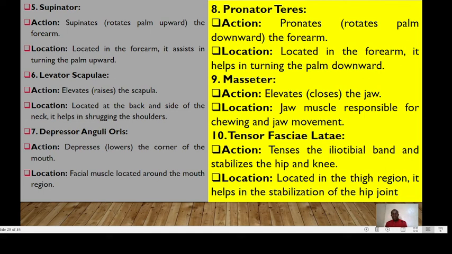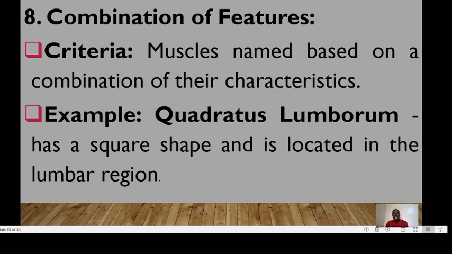elevates the jaw, so the jaw is responsible for the chewing and jaw movement. The chewing muscle is the masseter muscle. While we have the tensor fasciae latae, this one tenses the iliotibial band and stabilizes the hip and the knee.